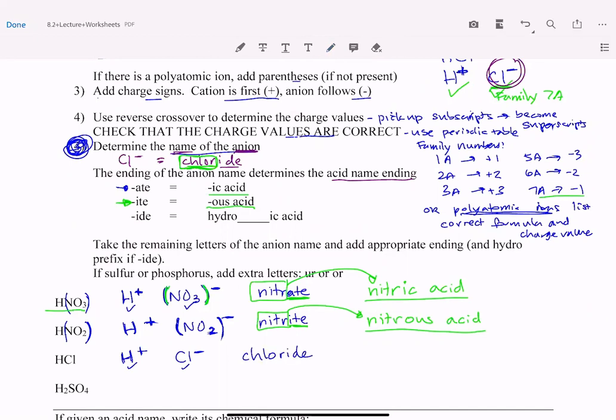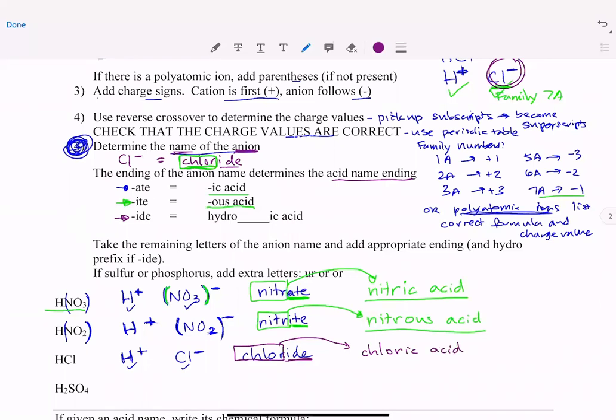Because it has the IDE name ending, you want to take the first part, CHLOR, and add a new name ending to it. So for IDE, you're going to add ic acid, but you also need to add the beginning part, which is hydro. So not just chloric acid, but hydrochloric acid is the chemical name when you have this anion Cl minus.